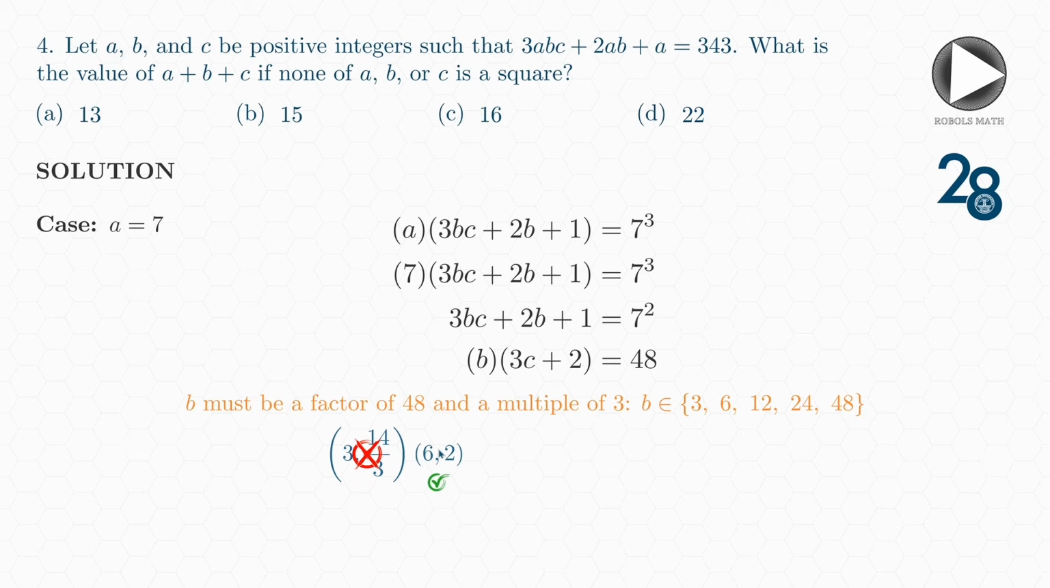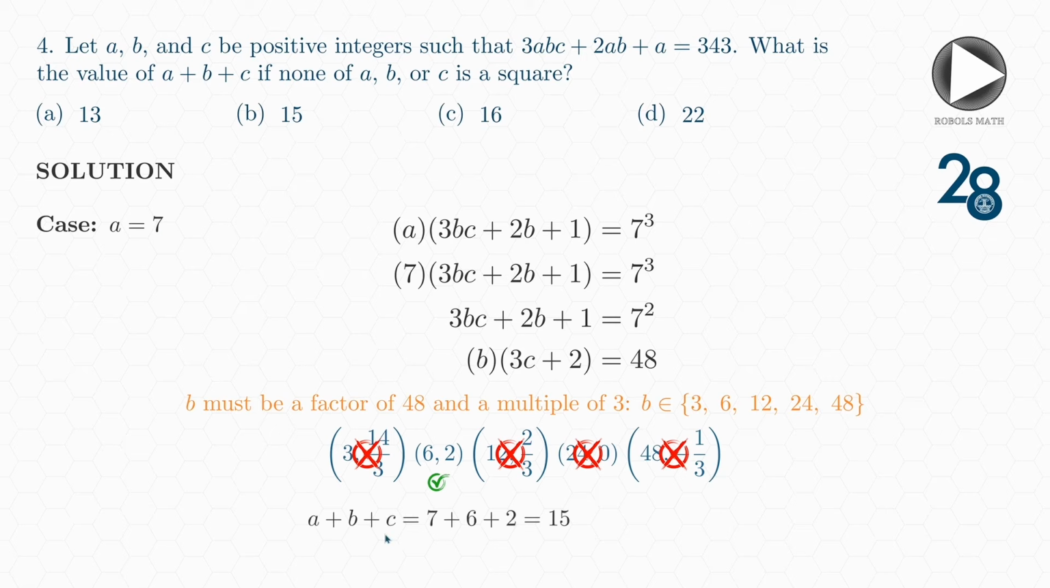What if B equals 12? The value of C is 2/3. Again, no. Do the same for 24. You get 0. That's not a positive integer. So that's no as well. For 48, we get negative 1/3. No as well. So the only solution here is 6, 2. So again, A here is 7. So the value of A plus B plus C is 7 plus 6 plus 2, which is 15.